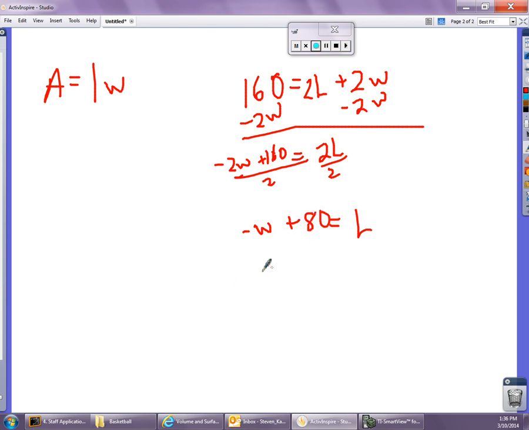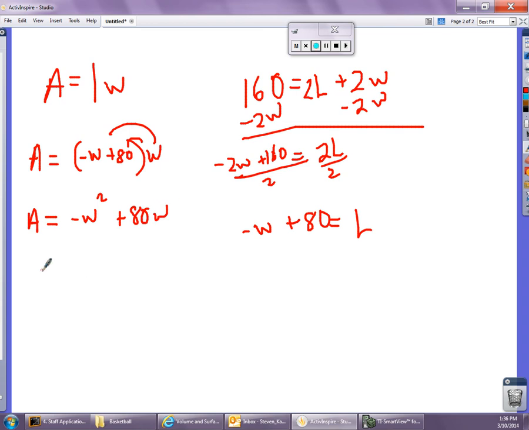Now that I have another name for L, I can plug this information back into my equation. I can simplify this by distributing the W. I'm left with area equals negative W squared plus 80W. In order to be able to graph it, I'm going to assume that area is my Y, and my width will be my X coordinate.